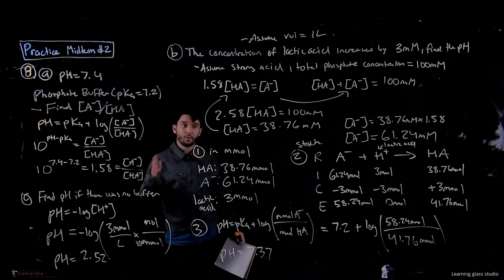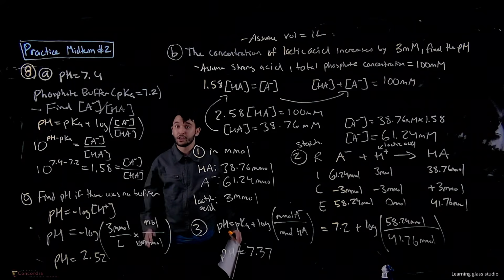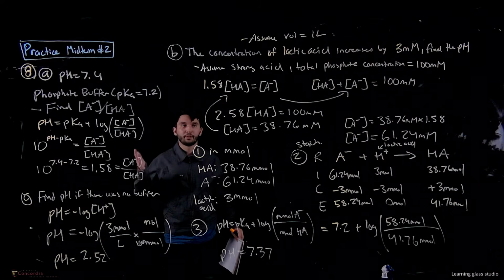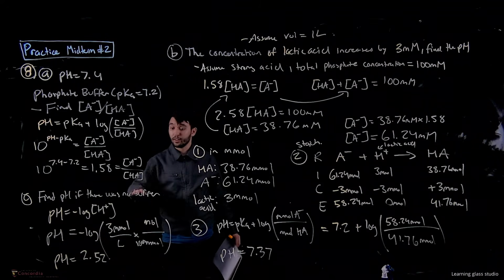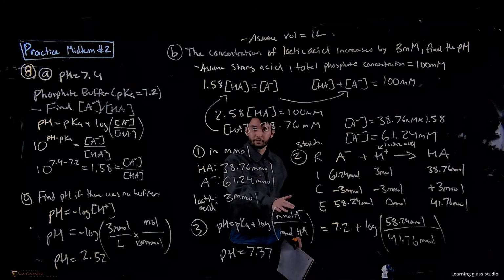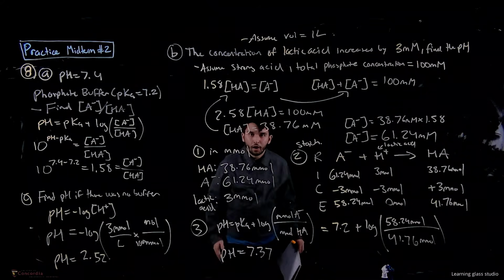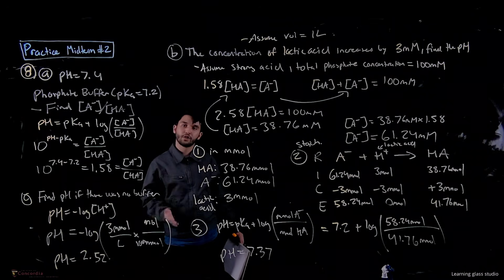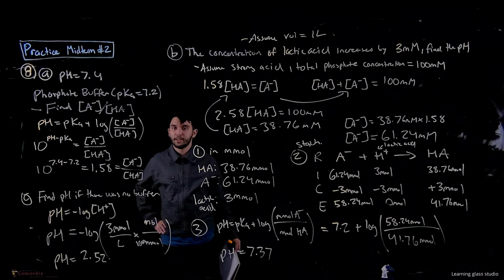So we can see that without the buffer, the pH drops by a lot. It becomes very, very acidic because there's nothing to stop the H+ from entering solution, and it drops the pH very, very quickly. Versus with the buffer, the pH hardly drops at all because there's conjugate base present to react with the H+ and prevent the large change in pH.